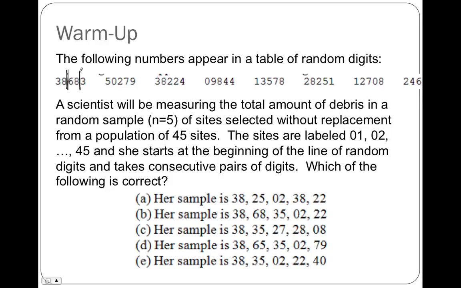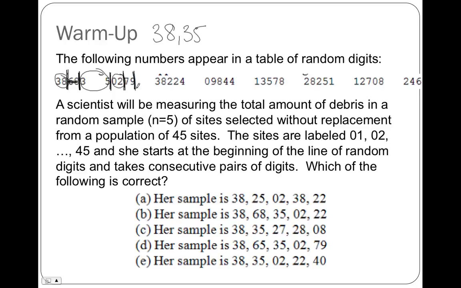The next 2 digits are 68, and I claim that we should ignore that. Why? Well, there isn't a site 68. It stops at 45, so I'm going to ignore that one. The next one I see is 35. Is that one good? I think it is. So I have 38, 35. The next one I see is 02. Is that one good? I believe it is.